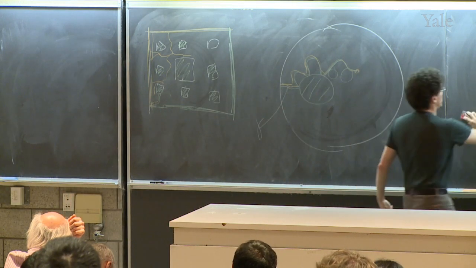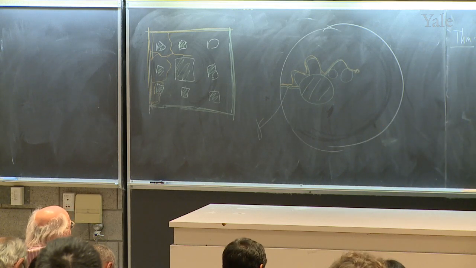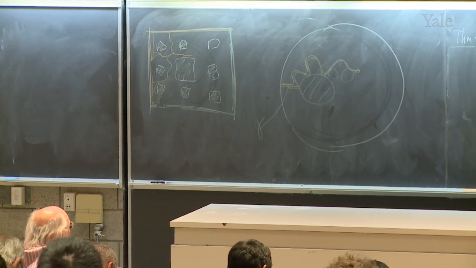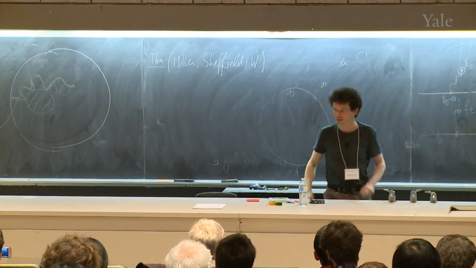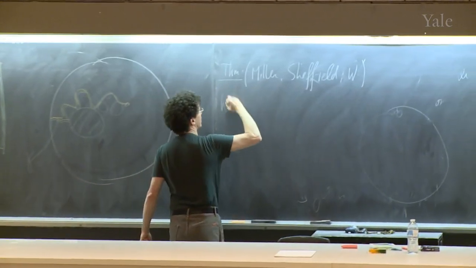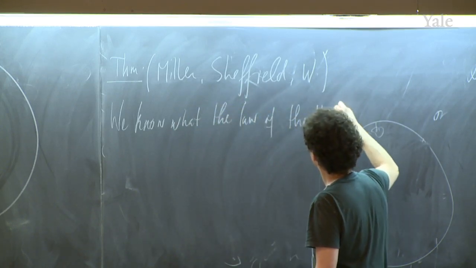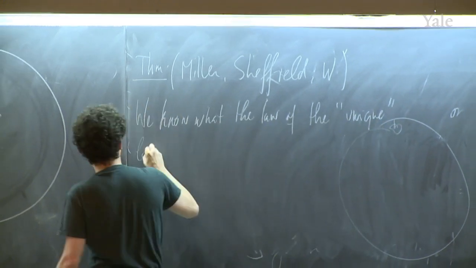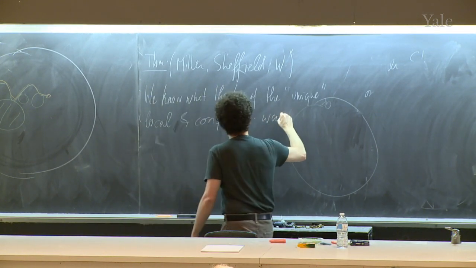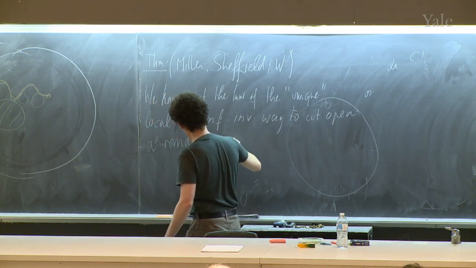So the theorem is, and of course, I've not been very precise. This is the paper we're writing now with Jason Sheffield and Sheffield. This is one way to present the result. There are other ways to approach it, which is to say, well, we know what this random curve is. So we know what the law of the, of course, unique, local and conformally invariant way to cut open a random sponge is.